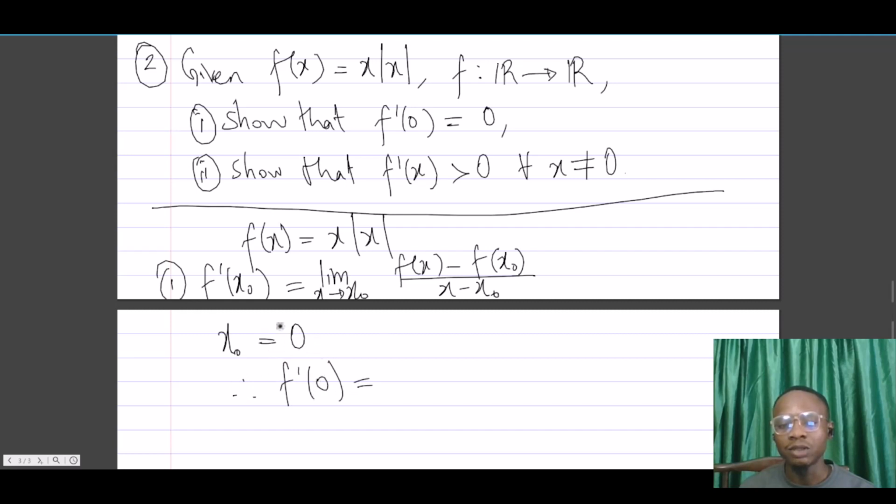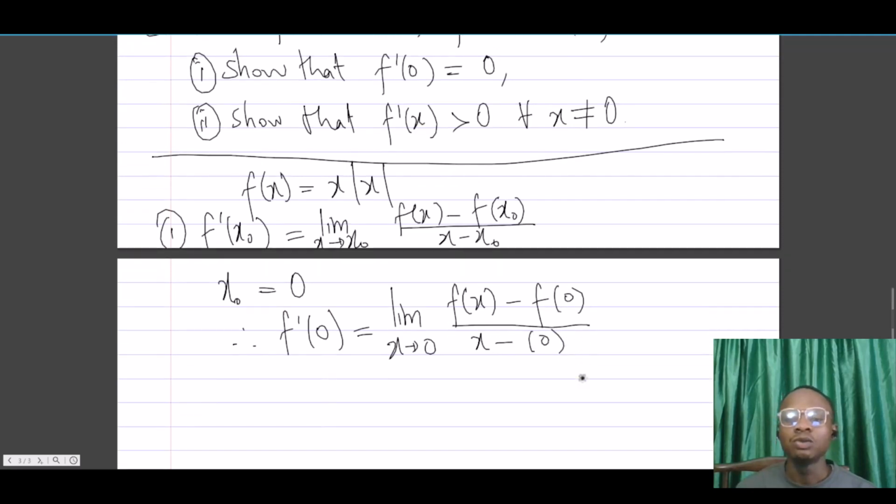So by making the substitution x naught equal to 0 here, we're going to have this to be the limit as x approaches 0 of f of x minus f of 0 divided by x minus 0. Going back to our function, this is equal to the limit of x multiplied by the modulus of x, minus f of 0. That is the value of this function when x is equal to 0.